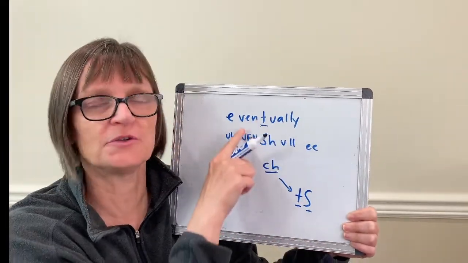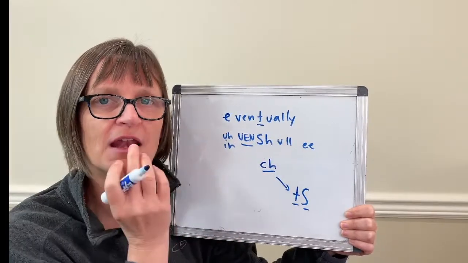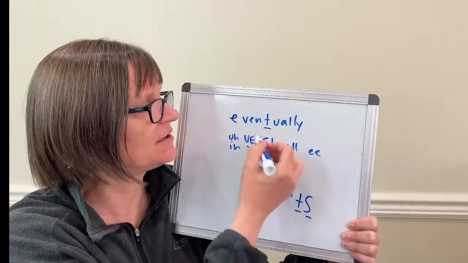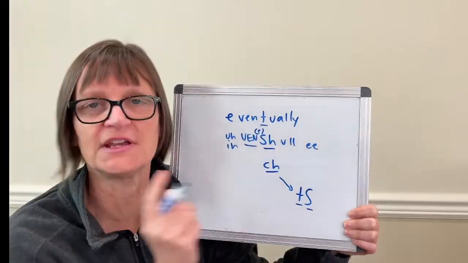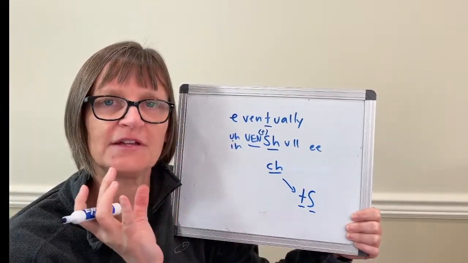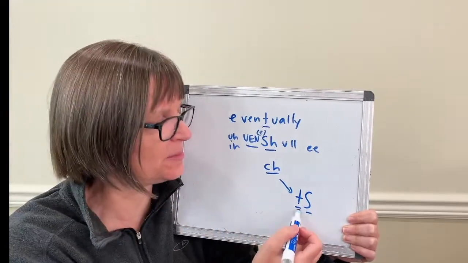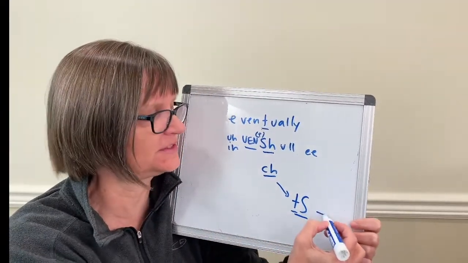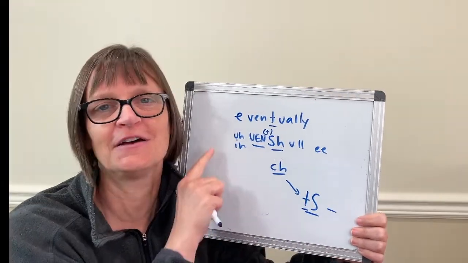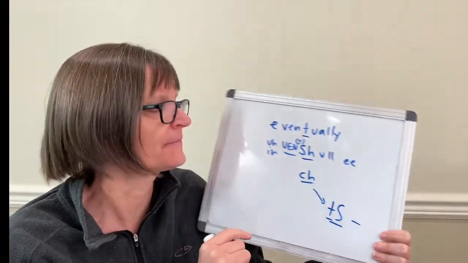So you can either do "eventually" where you're not letting that T out, then it's going to sound a little bit more like an SH. Or if you let the T out a little bit, it's going to combine with that SH sound to make the CH sound. So in answer to your question, you can do either "eventually" or "eventually."